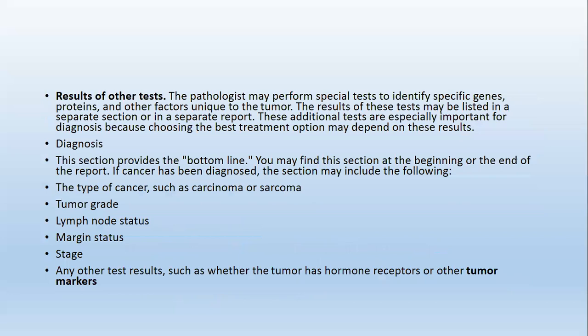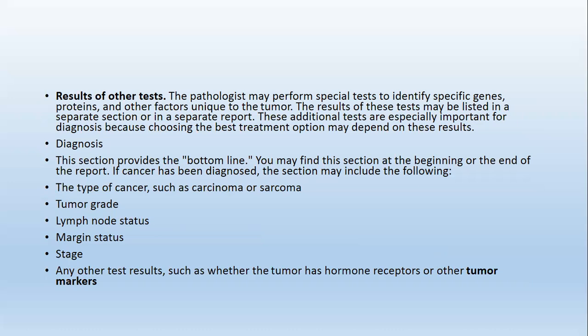Results of other tests. The pathologist may perform special tests to identify specific genes, proteins, and other factors unique to the tumor. The results of these tests may be listed in a separate section or in a separate report. These additional tests are especially important for diagnosis because choosing the best treatment option may depend on these results.